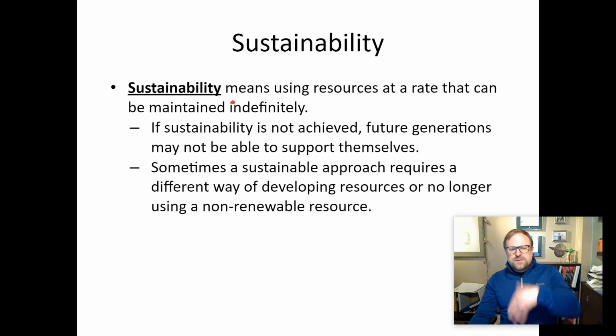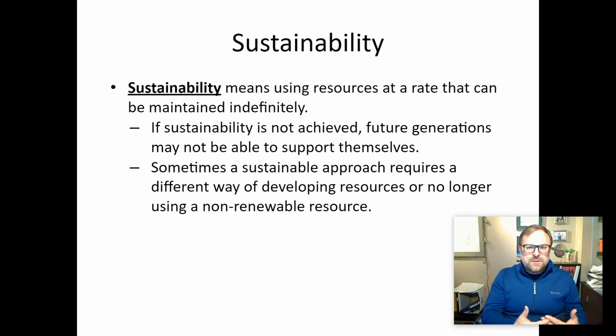If fossil fuels are finite, a non-renewable resource, can we maintain what we have so that everybody can use fossil fuels for an indefinite period of time? If sustainability is not achieved, future generations may not be able to support themselves. If we can't find a way to sustain what's going on economically, in society, or environmentally, then we may not be able to sustain future generations.